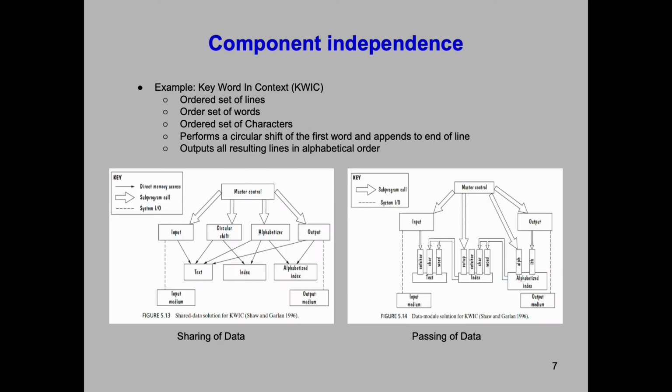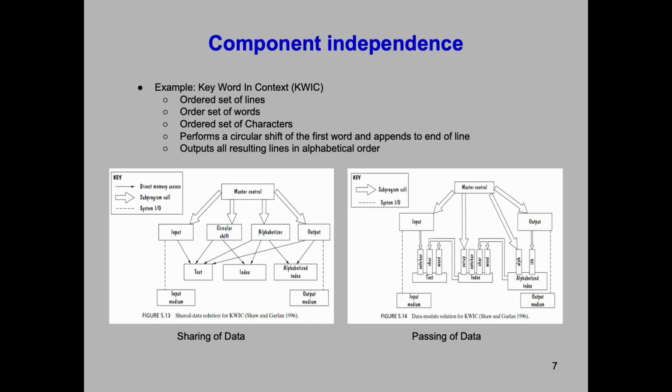Now we're going to go over an example that kind of shows this cohesion at work. So this is based off of an example in the textbook. It's keyword in context, quick. How this operates isn't all that important for what we're interested in, but just to give some context, basically it takes input as an ordered set of lines, which are an ordered set of words, which is an ordered set of characters. It performs a circular shift to the first word and appends it to the end of the line. And the output is all the resulting lines in alphabetical order.